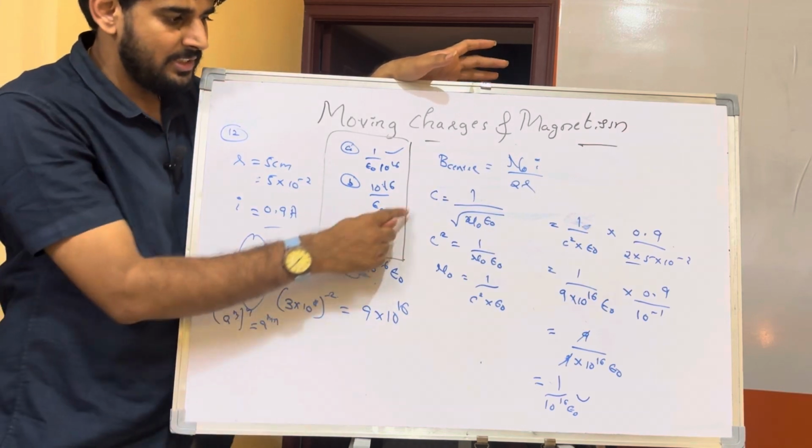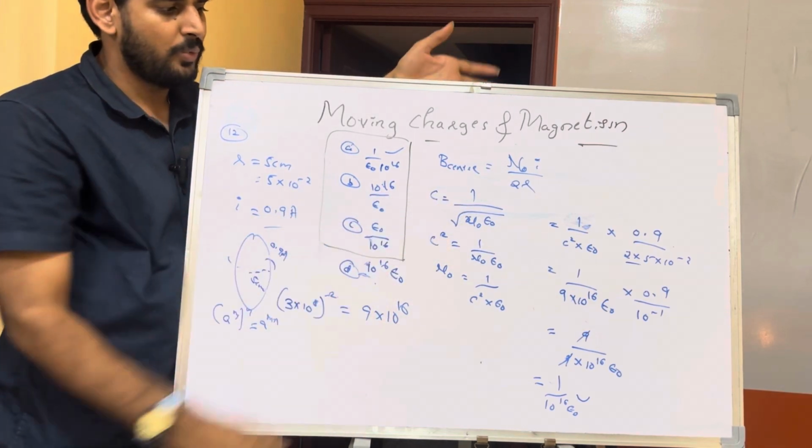The hack in the question is speed of light c is equal to 1 by root of mu naught into epsilon.